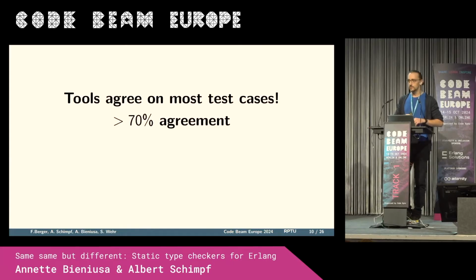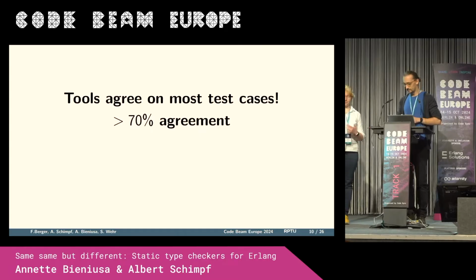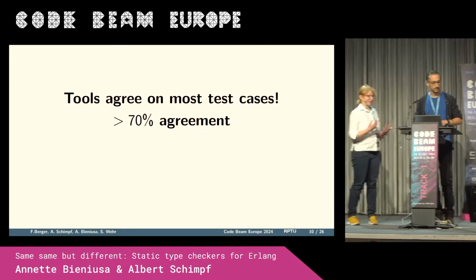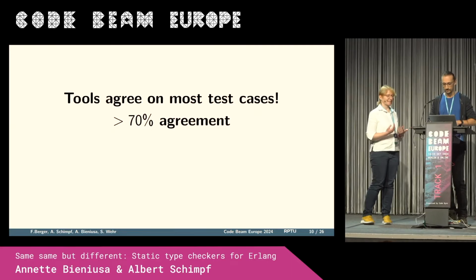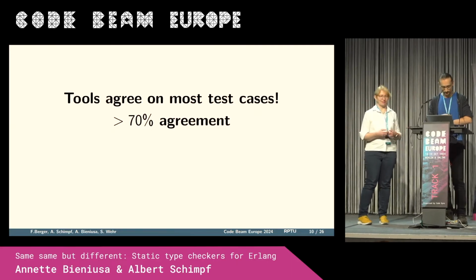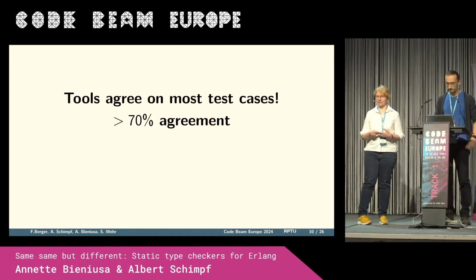But let's say it positively, the tools agree on most test cases. At least 70% agree on it. That's more than nice, I would say. Yeah, but 70% agreement means it's like 30% disagreement, right? And this is a little bit concerning because the people who implement these type checkers actually know what they are doing. At least that's what I hope.